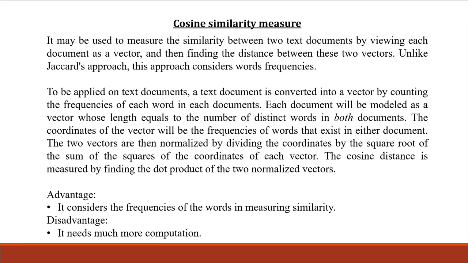The two vectors are then normalized by dividing the coordinates by the square root of the sum of the squares of the coordinates of each vector. The cosine distance is measured by finding the dot product of those two normalized vectors. The advantage is that it considers the frequencies of the words in measuring similarity. The disadvantage is that it needs more computation.